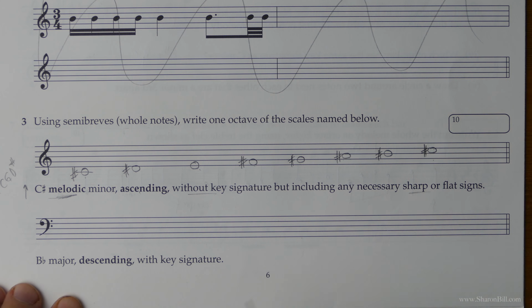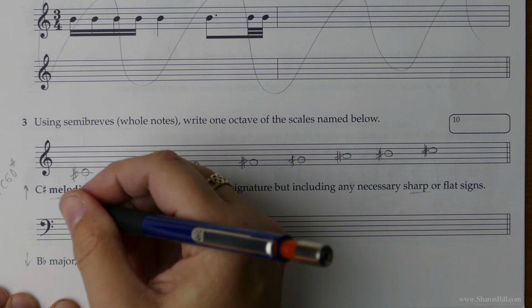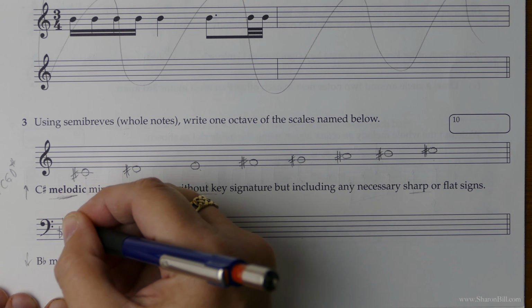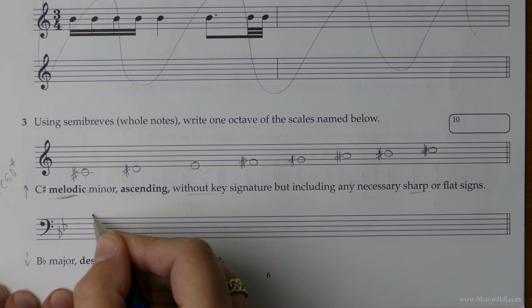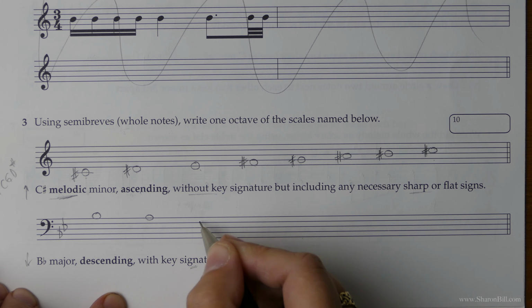Carrying on. So now we're in the bass clef and we need to write B flat major descending, and we need a key signature. So I'm going to pop that key signature in straight away. B flat major has a key signature of B flat and E flat, so that's job done. I'm going to start on this top B here because then we've got room to come down without needing ledger lines.